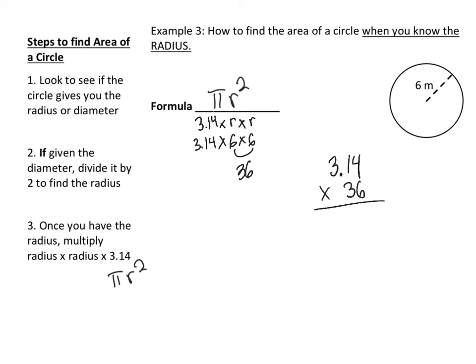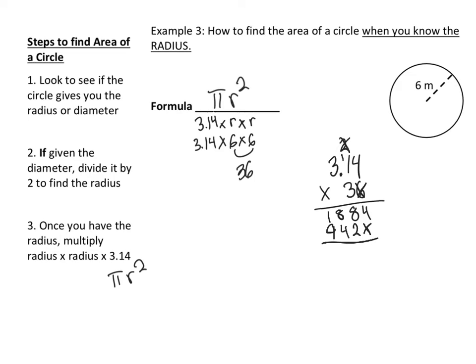Six times 4 is 24. Put the 4, carry the 2. 6 times 1 is 6, plus 2 is 8. 6 times 3 is 18, so we put the 18. We're done with the 6, so we can cross them out, put an x for place value. 3 times 4 is 12, put the 2, carry the 1. 3 times 1 is 3, plus 1 is 4. 3 times 3 is 9.